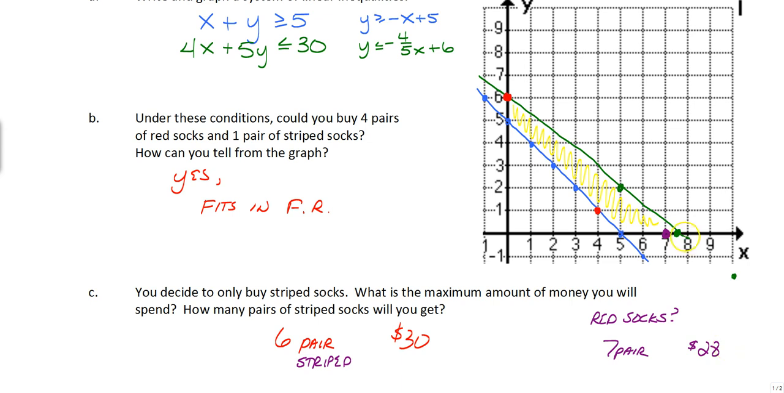The question is, why can't you go to 8? Well, can you buy 7.5 pair of socks? No, that would be weird. But can you go all the way out to 8? No, because 8 times 4 is 32. That's more than the amount. So if you're on a fraction, you have to just kind of think about it a little bit, okay? So that's what's going on with striped socks, and then of course red socks.